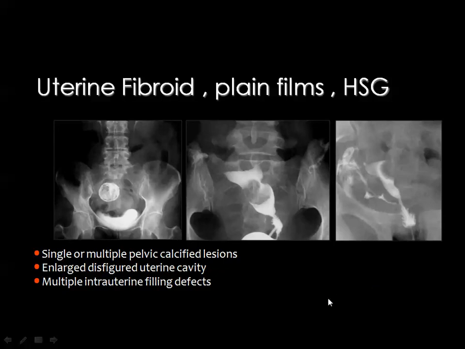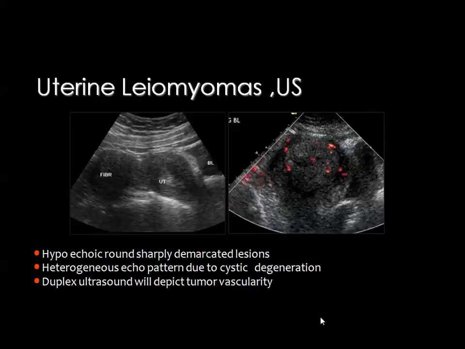And if you perform hysterosalpingography, you can see that the uterine cavity is enlarged, and you may appreciate some filling defects inside the uterine cavity, and this is the submucous fibroid, or you may get enlargement of the uterine cavity with irregular borders, and this will be secondary to fibroids in the wall of the uterus, what we call interstitial fibroids.